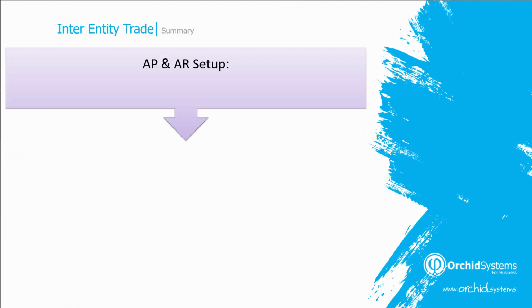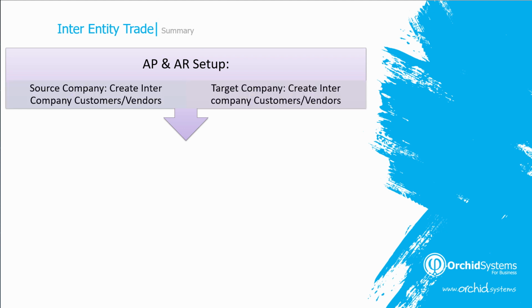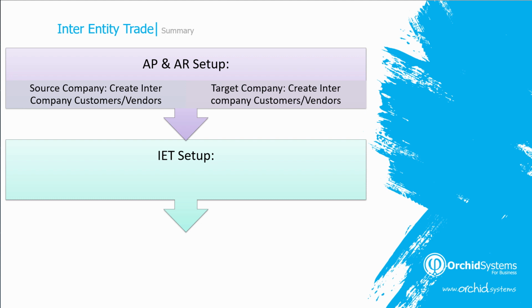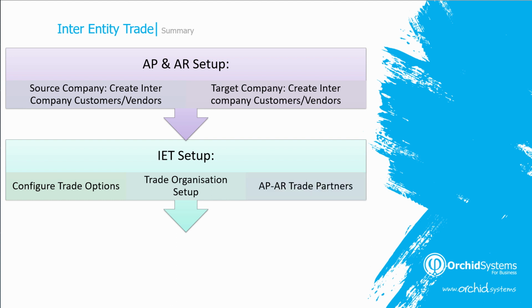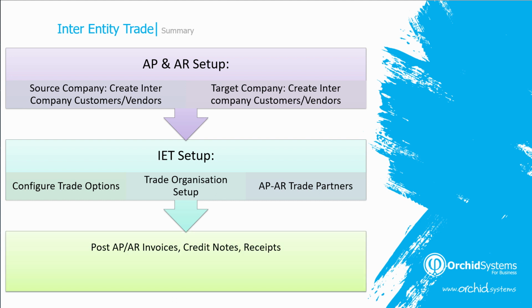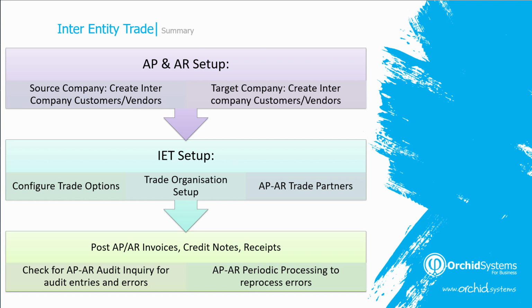We have just seen the setup in AP and AR necessary for inter-entity trade. We need to have the intercompany vendors and intercompany customers in the source company and in the target company. And then in inter-entity setup, we needed to configure the trade options. We needed to create our trade organization records so we could access target databases. And we needed to create our AP and AR trade partners. And during posting of transactions, we needed to keep an eye on the APAR audit inquiry for audit entries and errors. And we used the APAR periodic processing to reprocess errors.